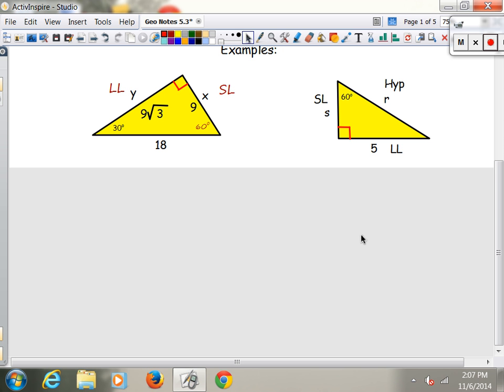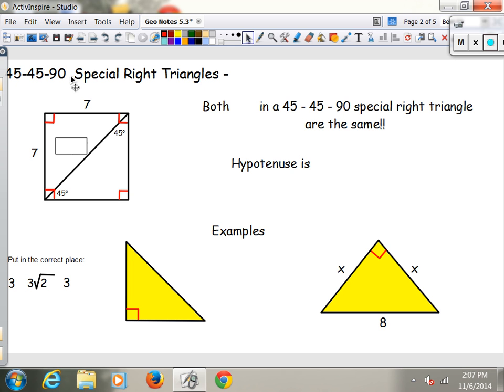Now, you probably wouldn't leave it like that in real life. You'd probably get a decimal. You'd probably multiply these two together, divide by 3, and get an actual decimal amount if you're doing a project or something. Okay, but right now we're just going to leave those as radicals. So that's how 30, 60, 90s work. That's one of them. The next special one is a 45, 45, 90.